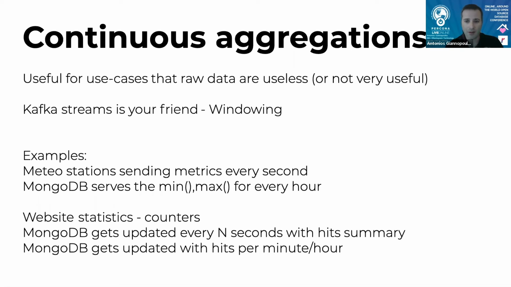So the continuous aggregations are very useful in use cases where the raw data have no meaning to you, like a meteo station that you might want only the max and the mean for every hour. You don't care about the individual metrics. Most probably not on your commercial application. It might be a scientific application, maybe. Or website statistics. You might care about the rate every minute or every hour, but not for the hits that you got every second. So the use cases are unlimited if you mix and match.